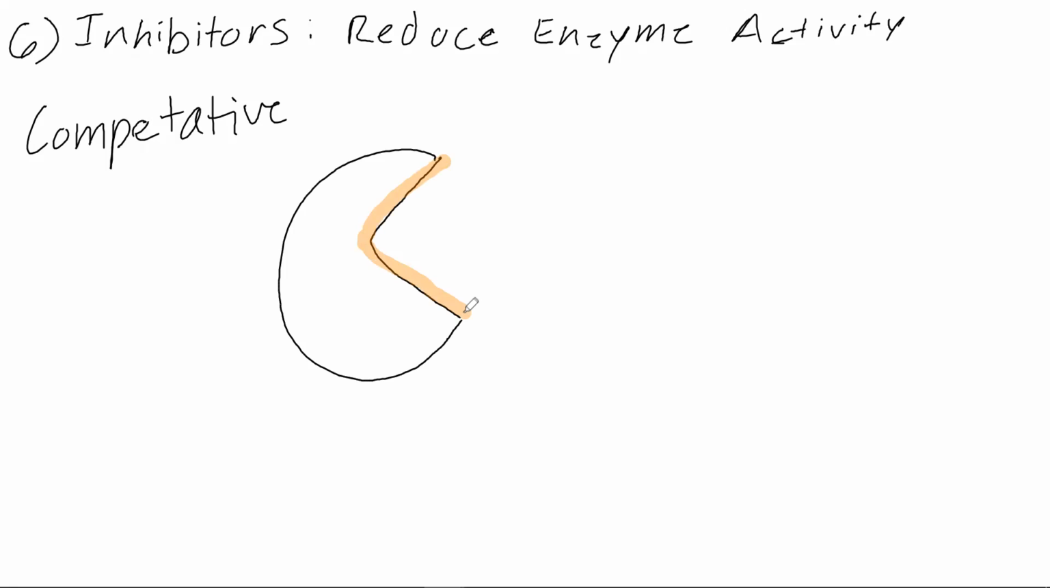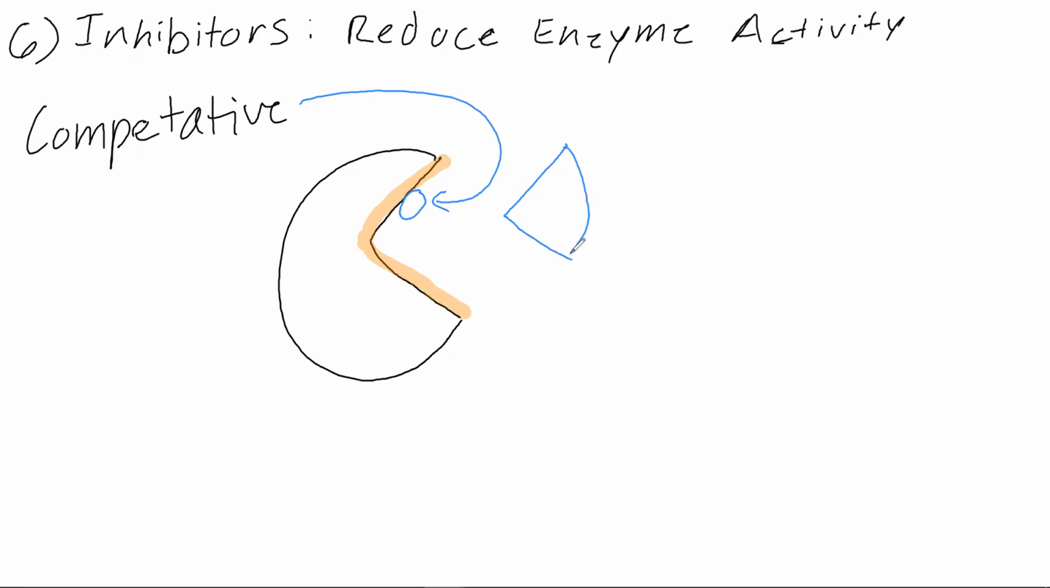A competitive inhibitor affects your active site, right? What your competitive inhibitor does is it jumps into the active site, which stops the substrate from fitting properly. Notice how that competitive inhibitor is in there. Now that pizza slice will never fit into Pac-Man's mouth, and poor Pac-Man will never be able to eat the pizza. Does that make sense?